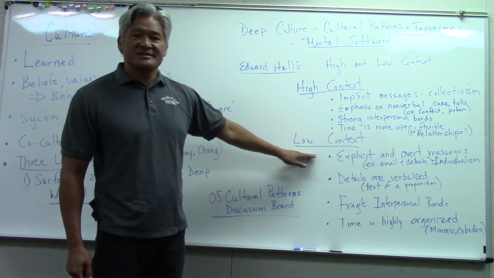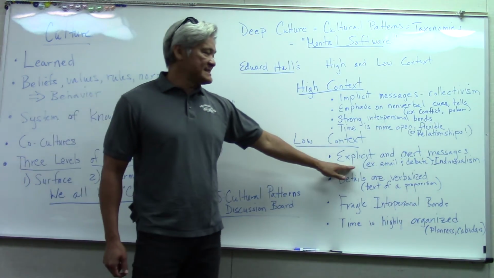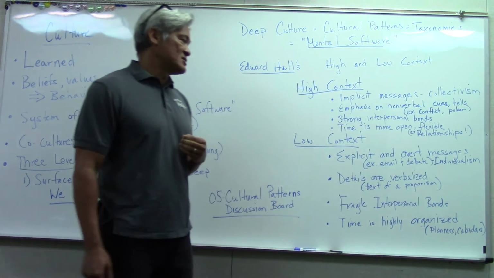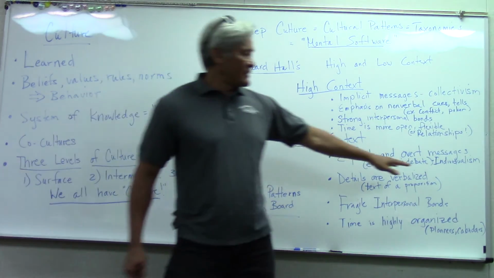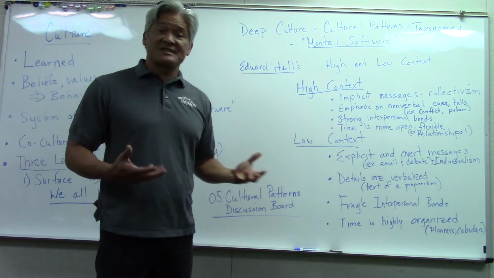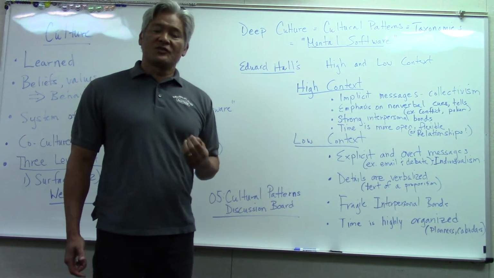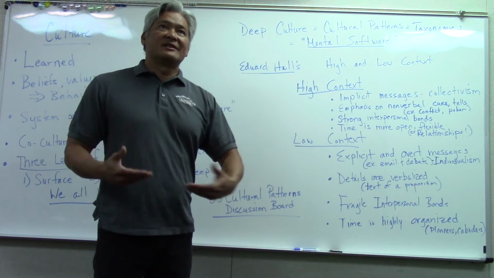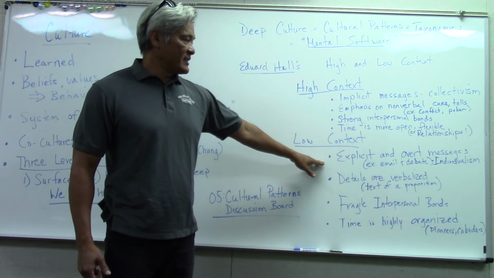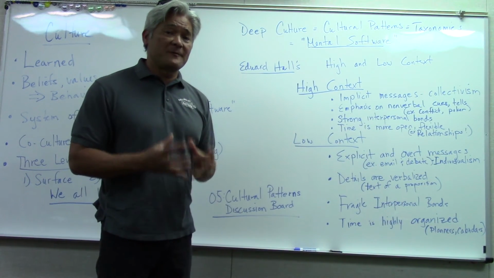So let's turn our attention to low context. So with low context, we're talking about explicit, exact, and overt, meaning very direct kind of communication. And Edward Hall has identified that individualism, which is actually one of Hofstede's taxonomies, and low context culture are basically, there's a strong correlation, okay? So if you think of an individualistic culture, you don't spend as much time with the same group of people, right?